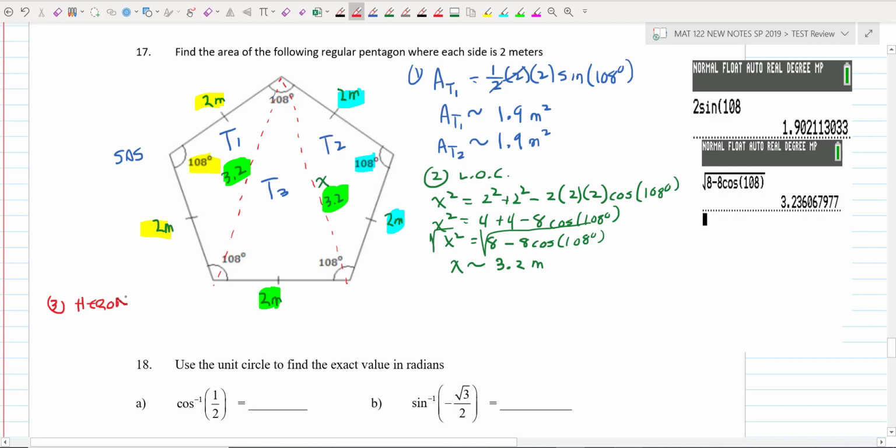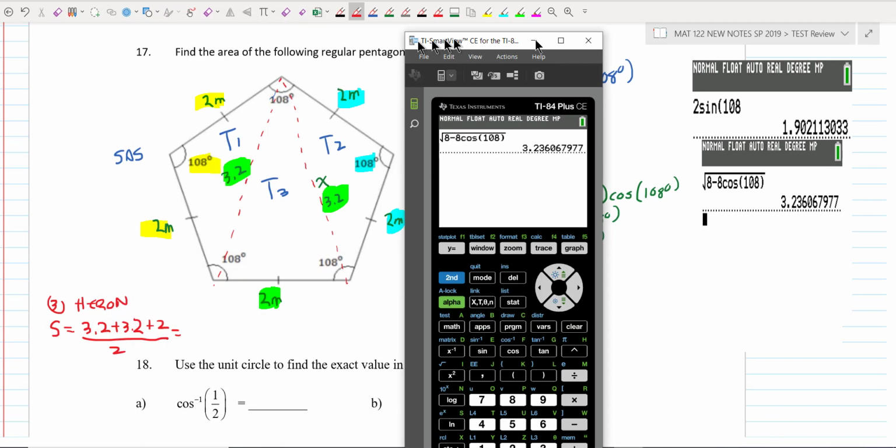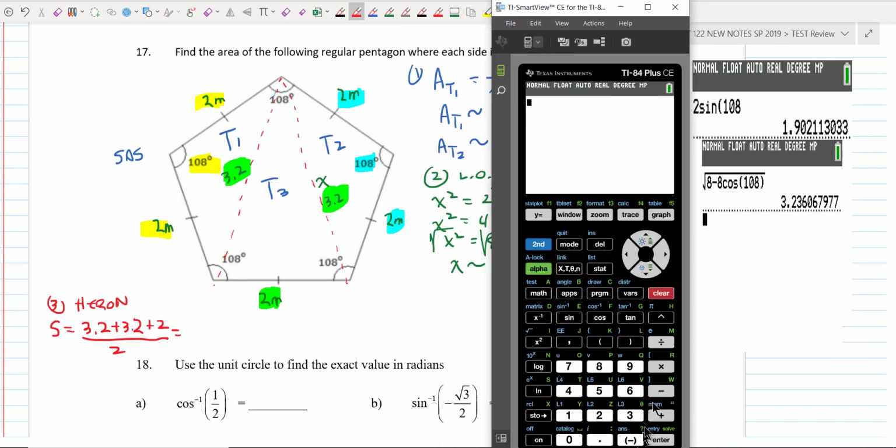What we would do is the semi-perimeter would be add up the three sides and divide by 2. I'll go ahead and do that on the calculator. So 3.2 plus 3.2 plus 2, and then divide by 2. So that semi-perimeter would then be 4.2.